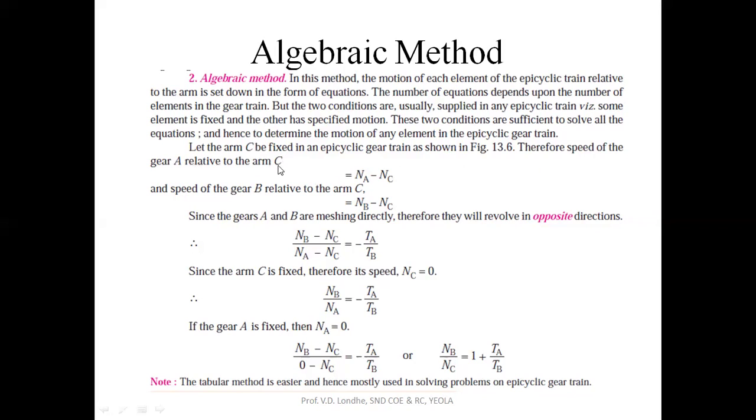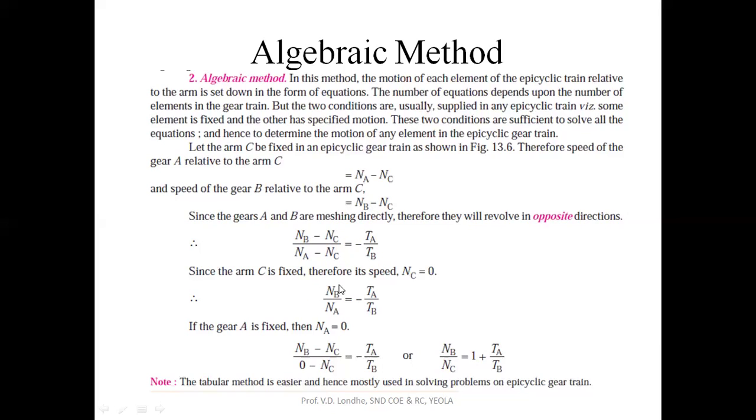So the speed of A relative to arm C will be given as Na minus Nc. Means it is positive, so Na minus Nc. And the speed of gear B with respect to C is Nb minus Nc. And since these gears A and B are meshing directly, their motion will be opposite. Means A will be having positive sense of rotation and B will be having negative sense of rotation. So in terms of the number of teeth ratio, it will be given as (Nb minus Nc) upon (Na minus Nc) is equal to minus Ta by Tb.